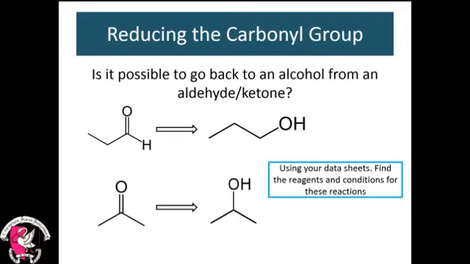Now, my question to you is, is it possible for us to go back to an alcohol from an aldehyde or a ketone? So in this case here, we have an aldehyde going back into a primary alcohol, and over here we have a ketone going back into a secondary alcohol. We know that tertiary alcohols do not oxidize anyway, so there's no tertiary carbonyl that we can have there. It's just the aldehyde or the ketone.